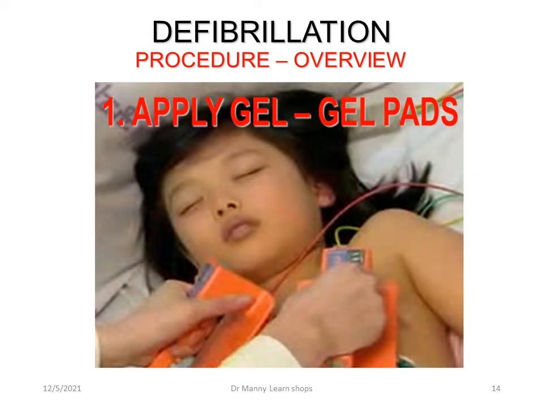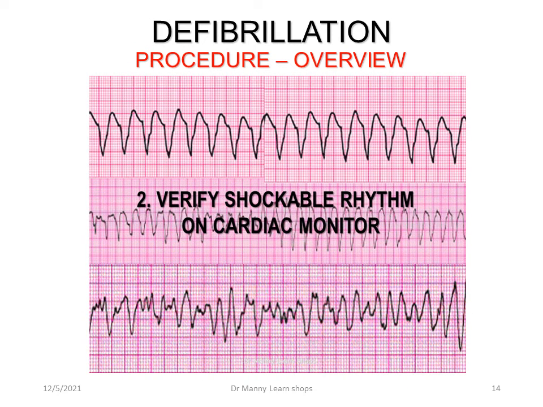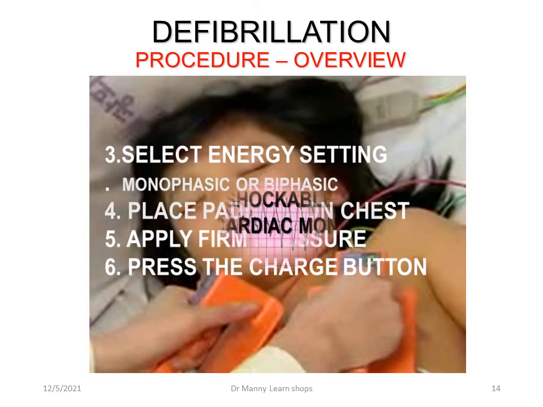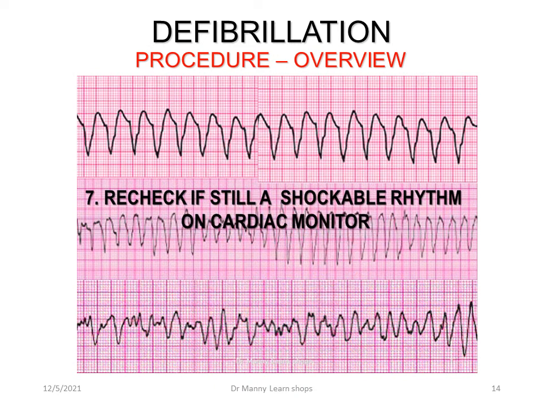The defibrillation procedure is as follows, and this is just an overview. Apply gel or gel pads. Verify that it's a shockable rhythm on the cardiac monitor, VT, VF. Select the energy setting, monophasic or biphasic. Place the paddles on the chest, apply firm pressure, and then press the charge button. Before discharging, recheck if it's still a shockable rhythm on the cardiac monitor, VT or VF.